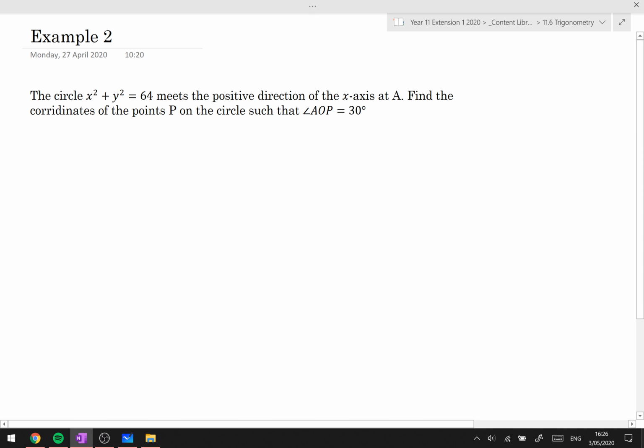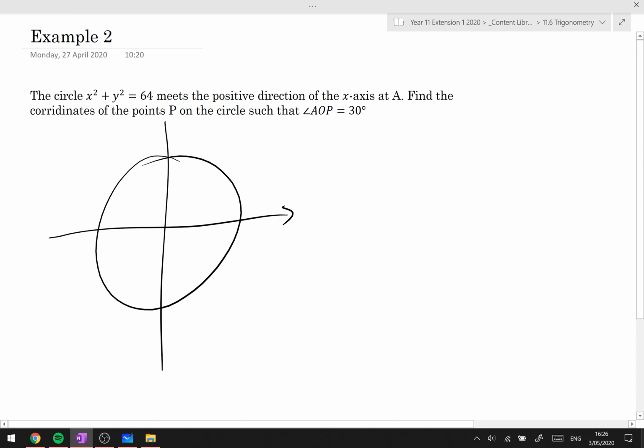There are two points on the circle that have an angle from the x-axis to another point on that circle which is 30 degrees. I'll show you that right now. Okay, so here's my x, here's my y. We know that this circle goes to 8, minus 8, 8, minus 8, if that was drawn properly. And we've got angle AOP is equal to 30 degrees. So here is my origin, and I've got two points here and here.